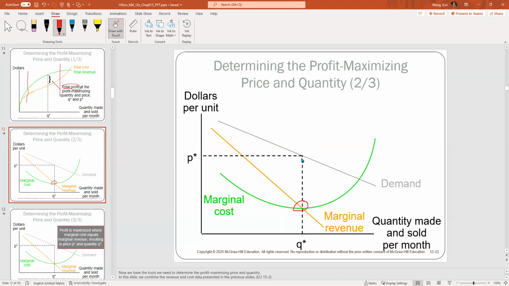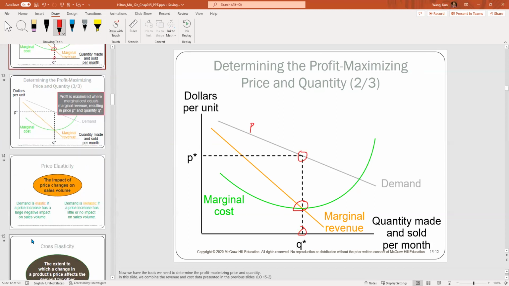As they project onto the price line, this is the price line. So be careful, this is the marginal revenue, not the price yet. But we can extend this to the price line and find that this is the optimized pricing and this is the optimized quantity, for this economic perspective of analysis.